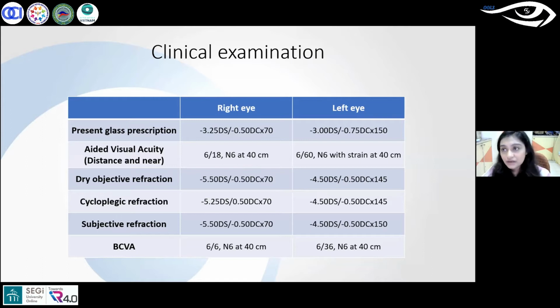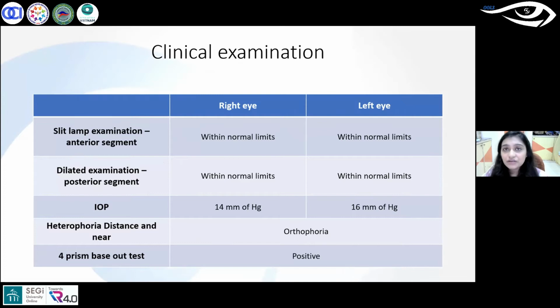Cycloplegic refraction confirmed our dry refraction. The values matched, and when we did the subjective refraction, the patient accepted minus 5.5 with minus 0.5 in the right eye, and vision improved to 6/6 N6. However, in the left eye with minus 4.5 and minus 0.5 cylinder at 150, the patient only improved to 6/36. Coming to the examination, the anterior segment was within normal limits in both eyes.